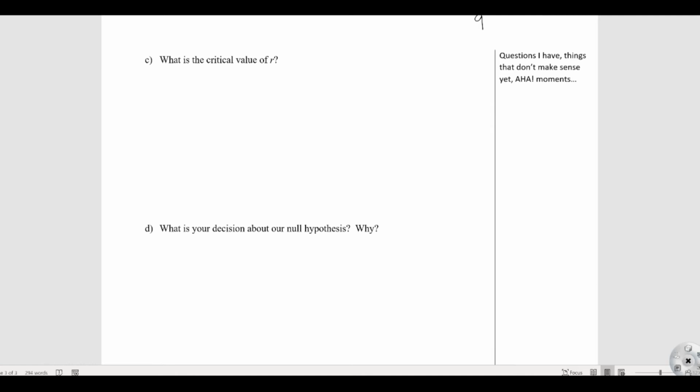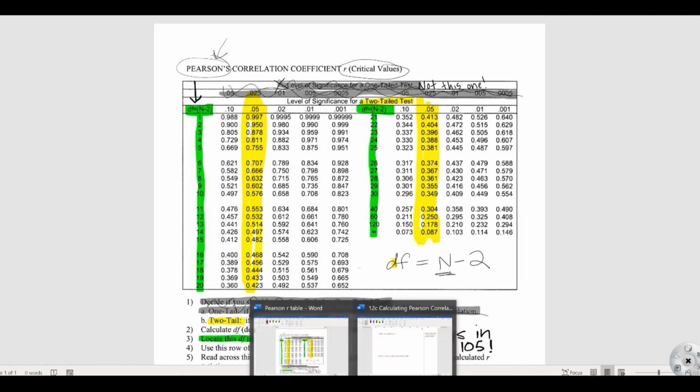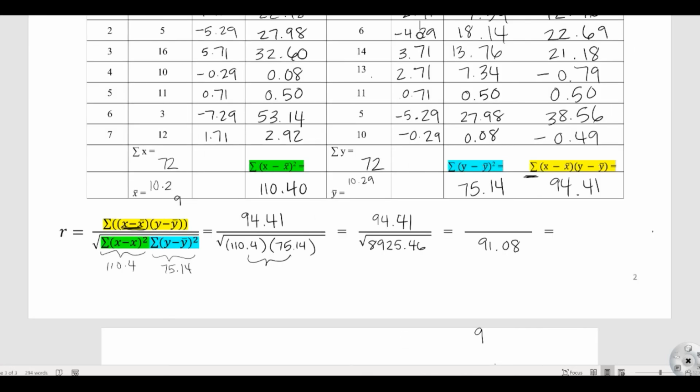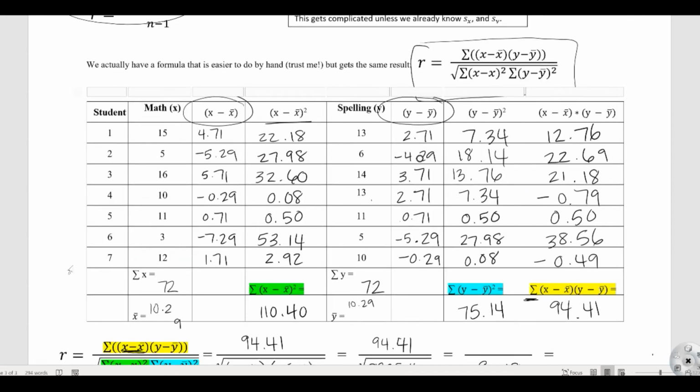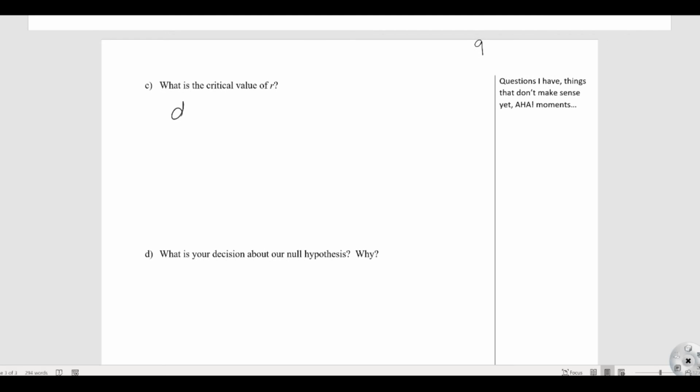Okay, so what is our critical value of R? We're going to look that up in our R table. So to look this up, we need to know what is our sample size so we can calculate our degrees of freedom. So remember, our sample size is the number of people in your sample. So the number of people in our sample is 7. So then this means our degrees of freedom is equal to 7 minus 2, because we're using that n minus 2 formula for this. Our degrees of freedom is 5.